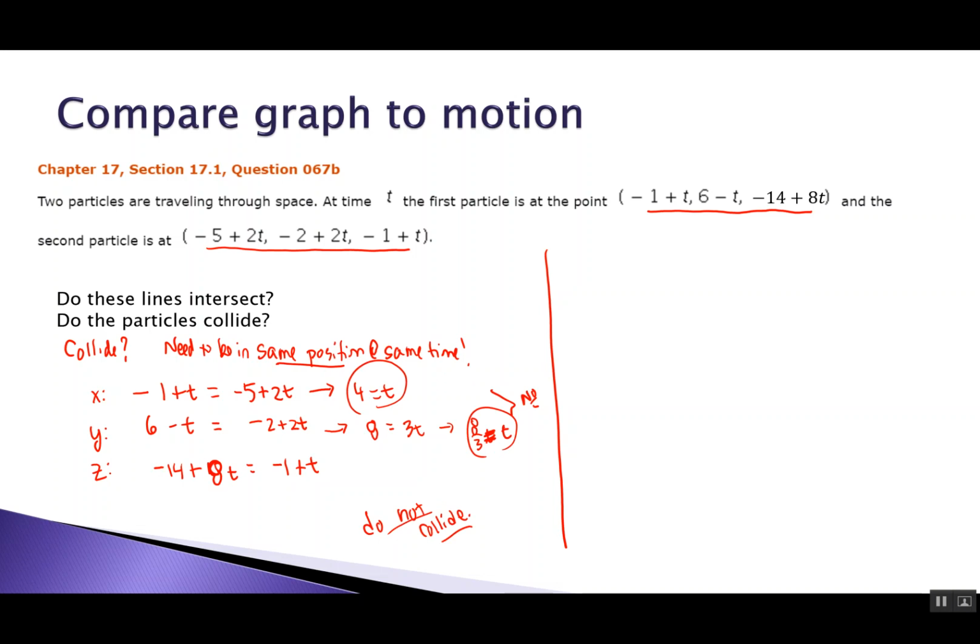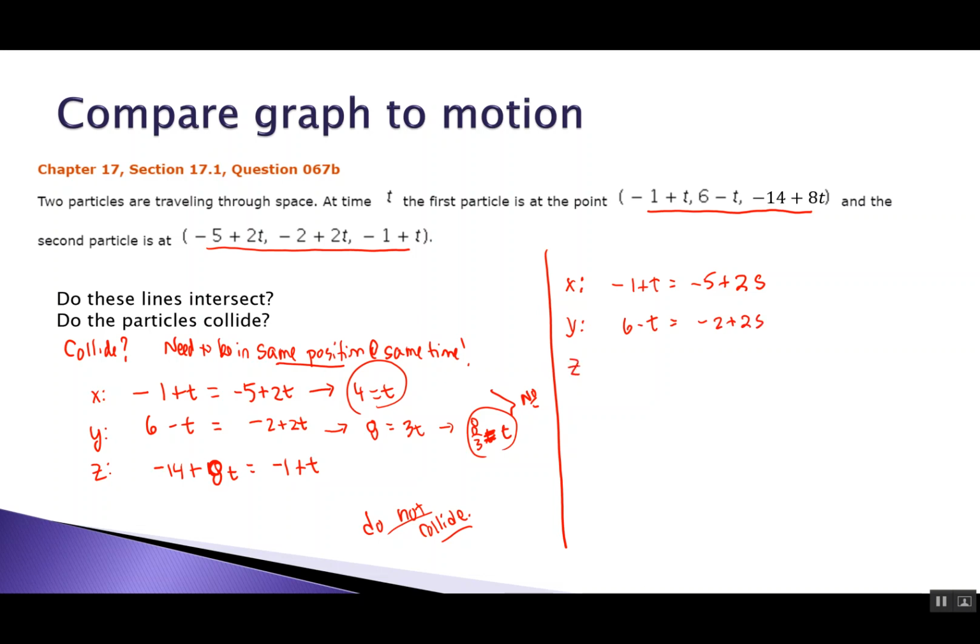Now, if I want to know if they intersect, I need my x's to be equal, but the times might be different. Okay, so I'm going to set -1 plus t equal to -5, and I'm going to change that to an s, -5 plus 2s. And I'm going to do the same for the y's. 6 minus t equals -2 plus 2s.